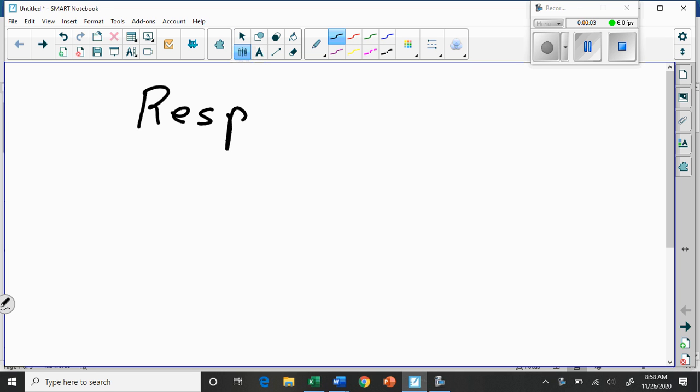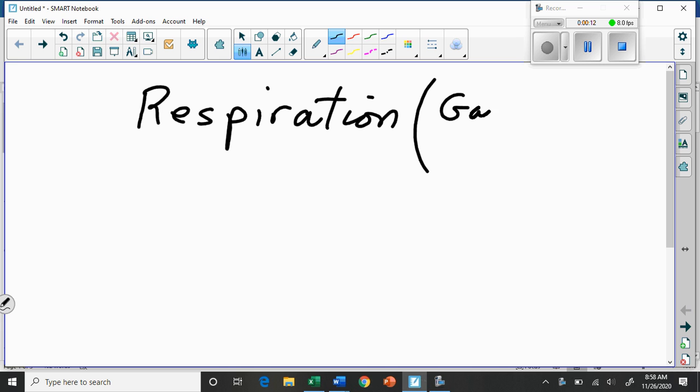Respiration. Another way of describing this would be gas exchange.